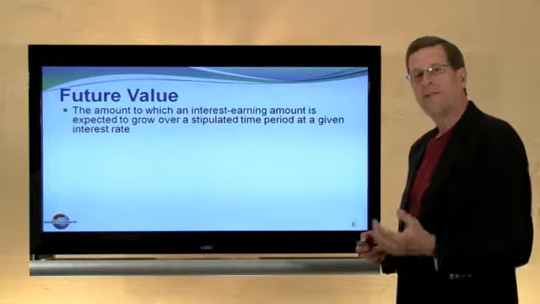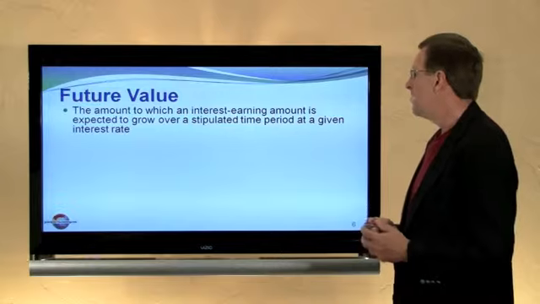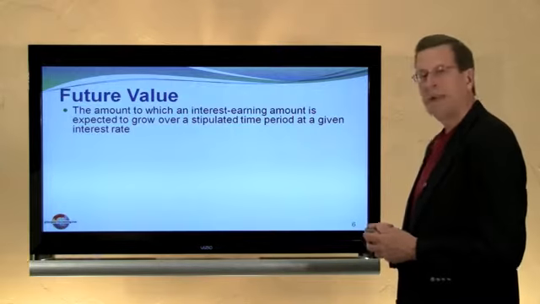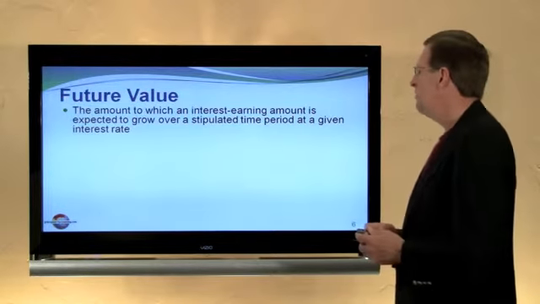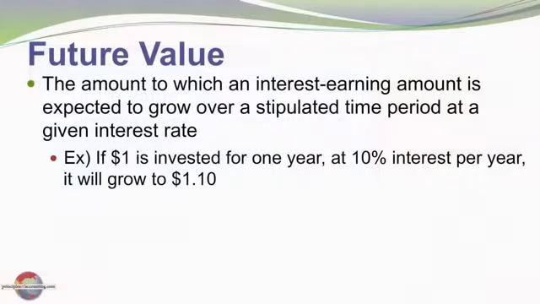All right, so let's think further about future value as we move forward in consideration of this. The amount to which an interest earning amount is expected to grow over a stipulated time period at a given interest rate is its future value. For example, if $1 is invested for 1 year at 10% interest, you can logically see that you would expect it to grow to be $1.10. That is, 10 cents of interest added to the $1 investment would cause the future value to grow to $1.10.